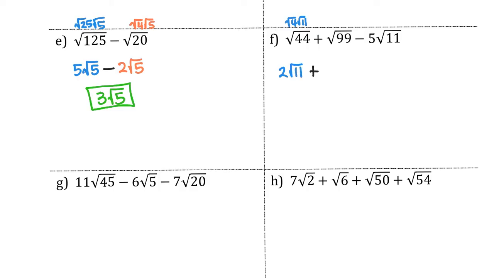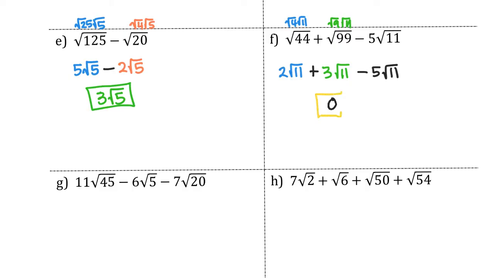What about 99? That's 9 times 11. The square root of 9 is 3. Now 5 square root 11, actually that already has a radicand of 11, so I'm going to leave it the way it is. Okay, if I have 2 square root 11 plus 3 square root 11, I have 5 square root 11s, and if I subtract 5 square root 11s, I have 0 square root 11s, which means I have nothing. So my final answer after all that work is 0.